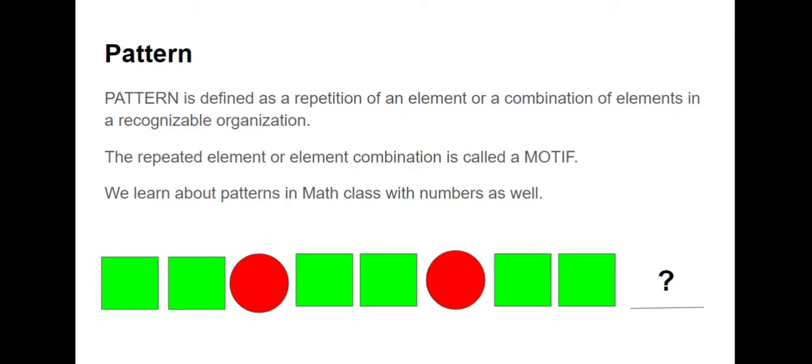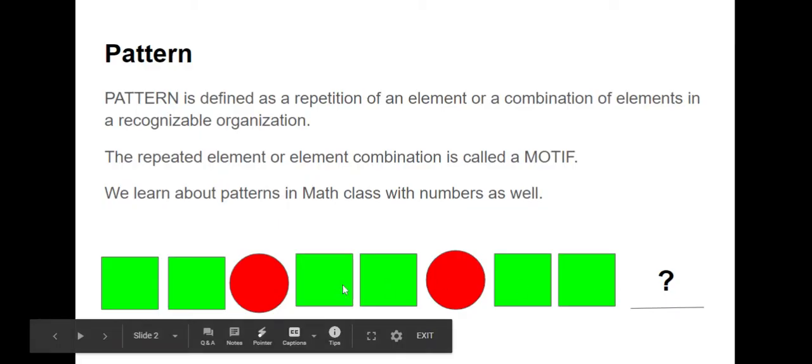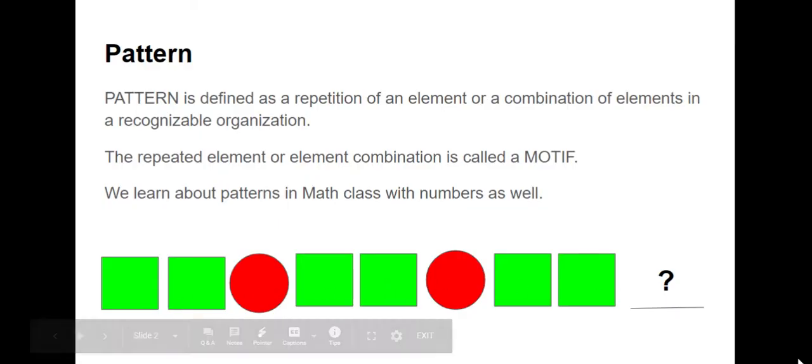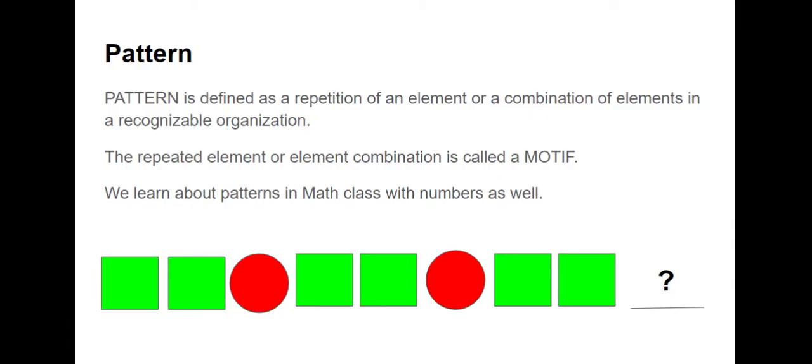So we learn about patterns in math class with numbers. You probably remember something that looked similar to this from elementary school where you have green square, red circle, green square, red circle, green square, green square. What comes next?